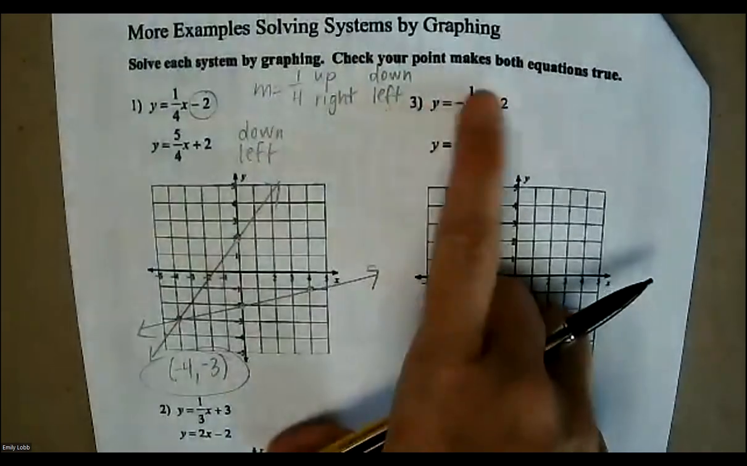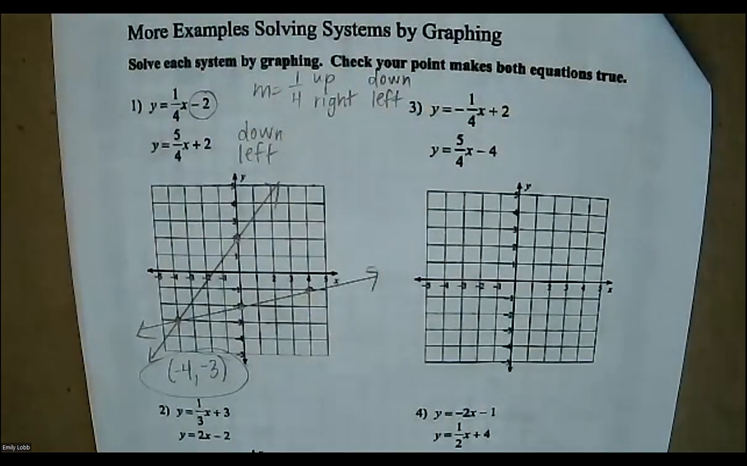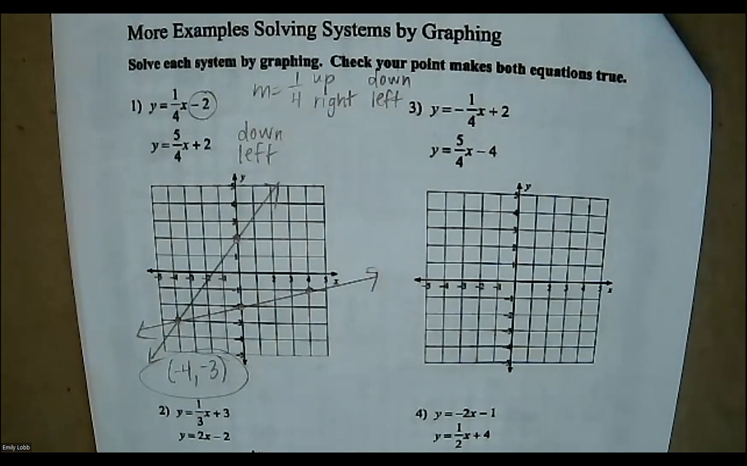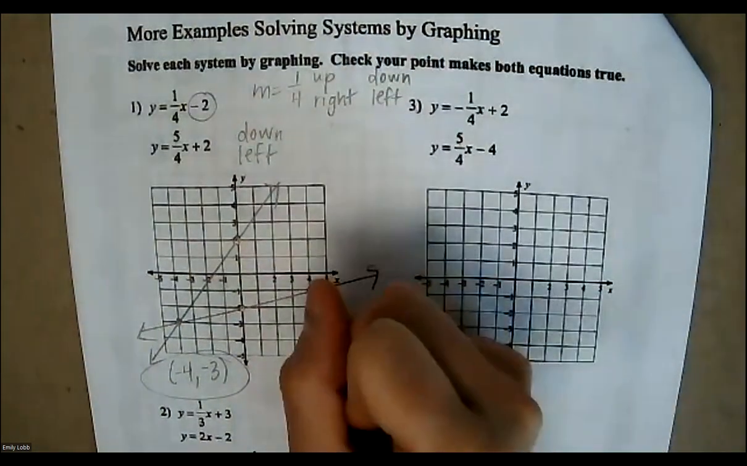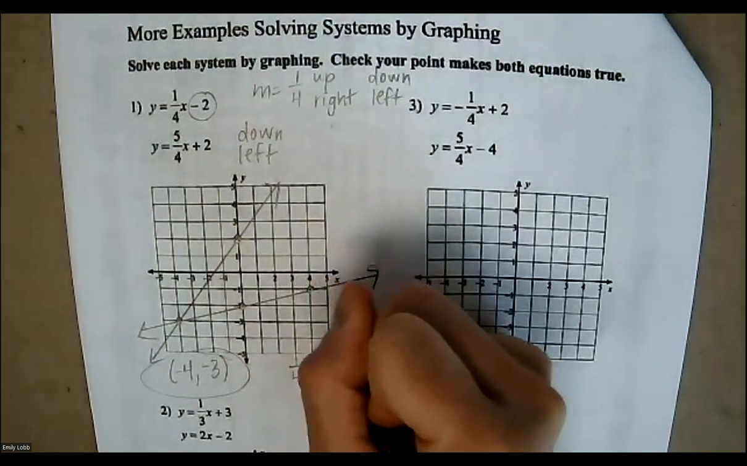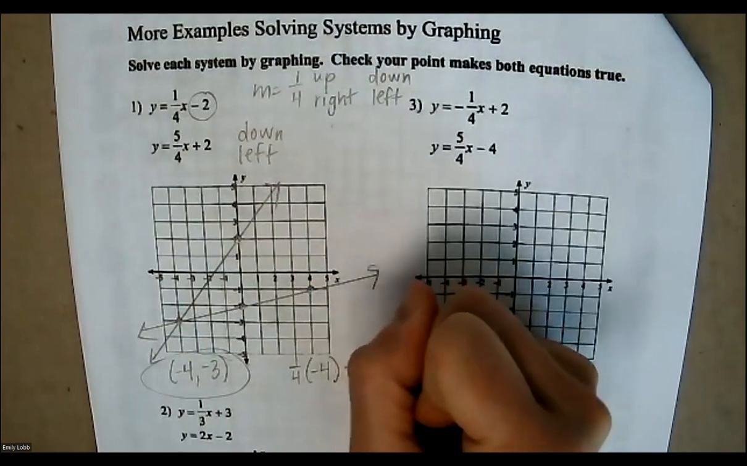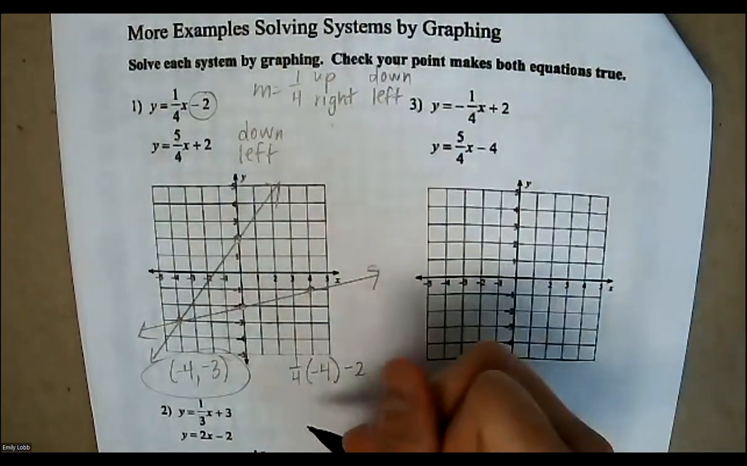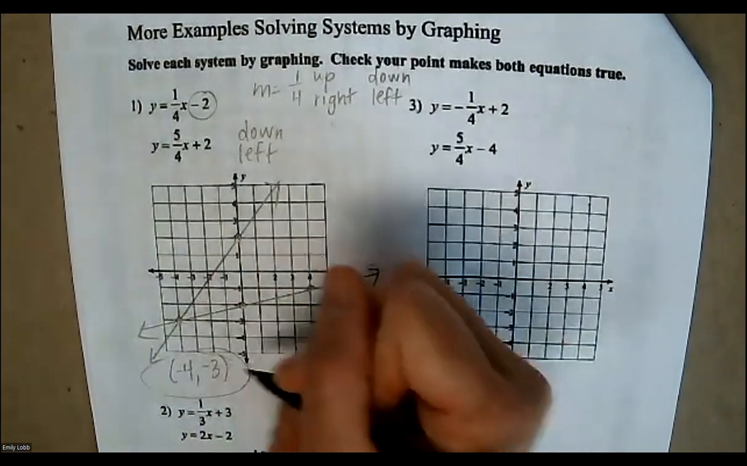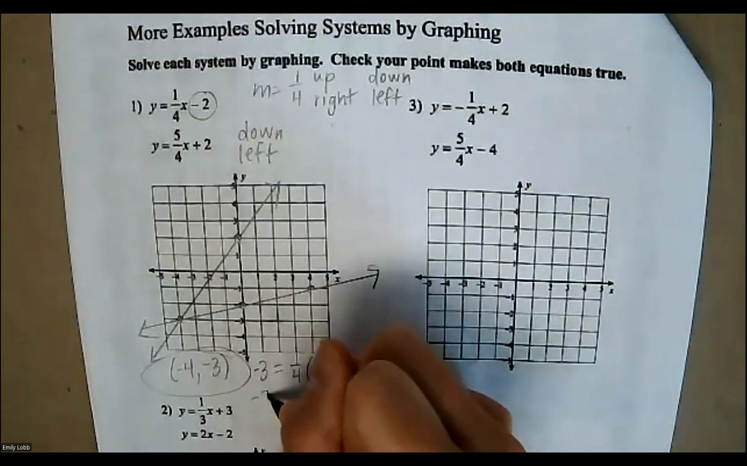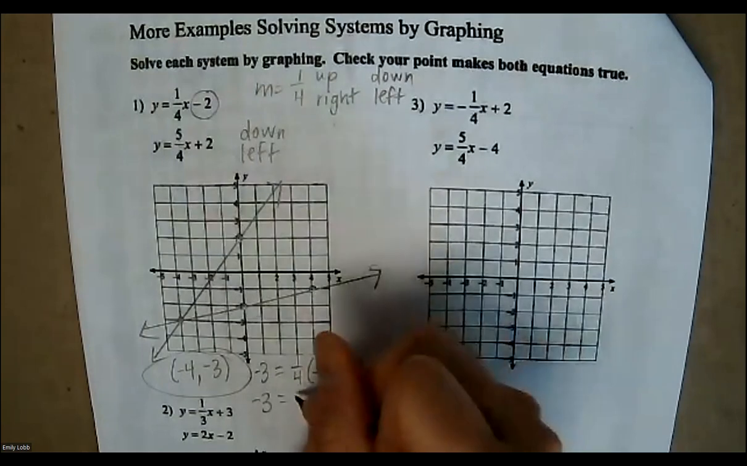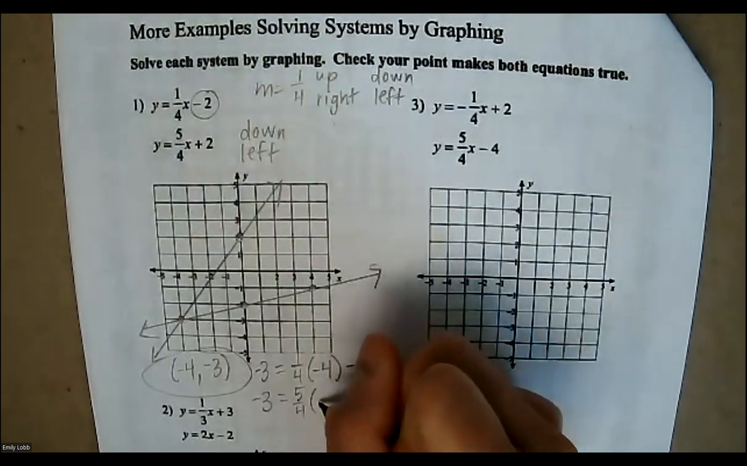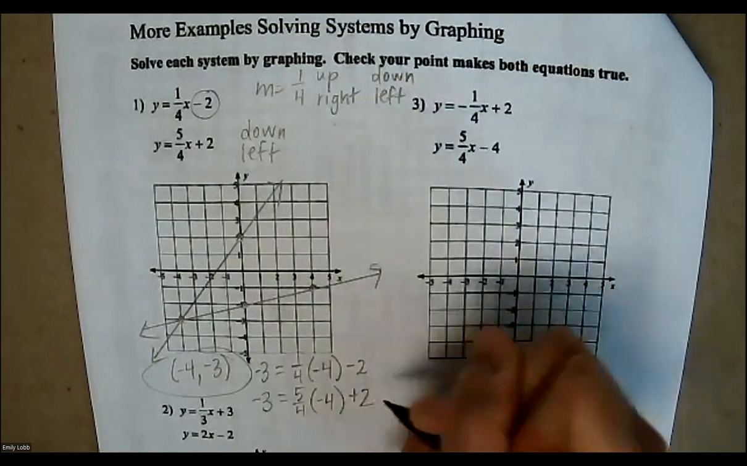So then it's also telling you to check your point makes both equations true. Do you need to know how to check your point? Yes, you do. You're going to have to check your point on the quiz. So you would put it into the first equation, right? 1/4 times the x value minus 2, is equal to our y, which is -3. Here, the second equation, -3 is equal to 5/4 times -4 plus 2.